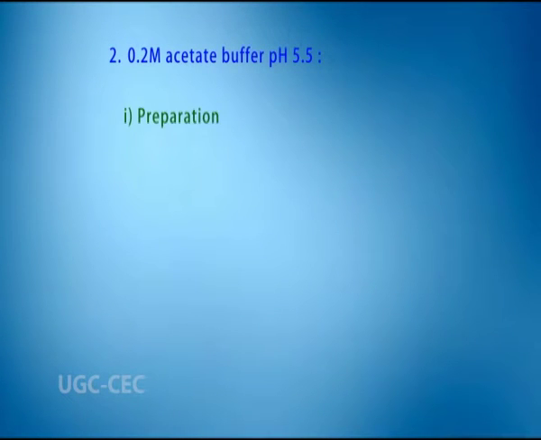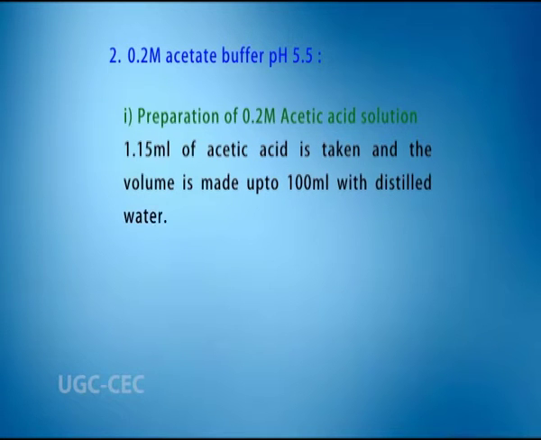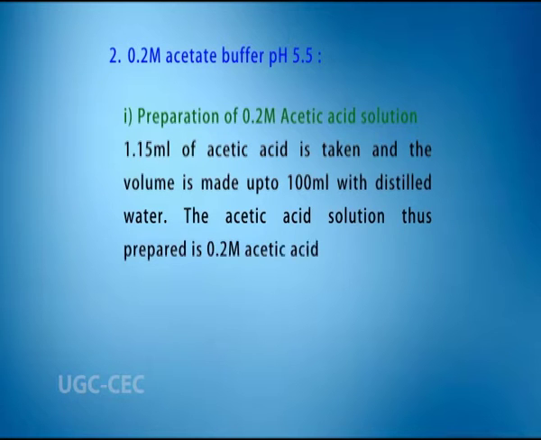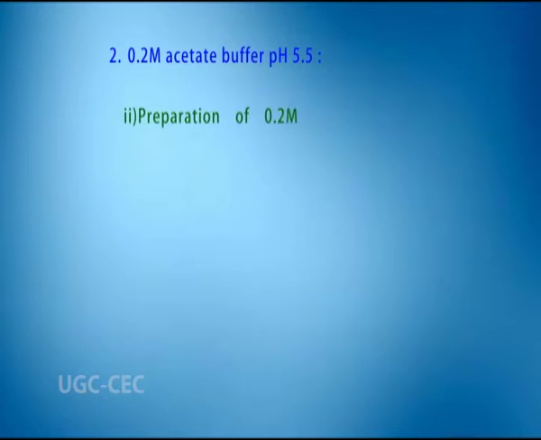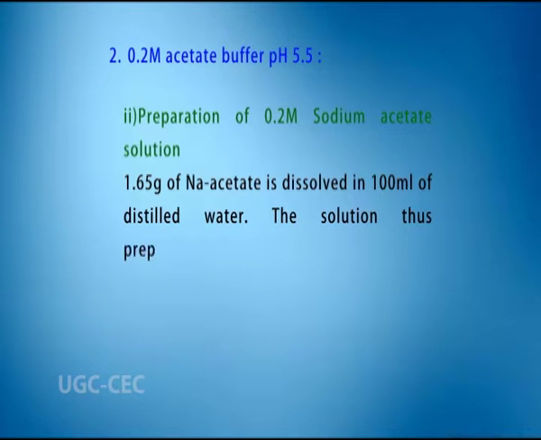Next, 0.2 molar acetate buffer pH 5.5. Preparation of 0.2 molar acetic acid solution: 1.15 ml of acetic acid is taken and the volume is made up to 100 ml with distilled water. The acetic acid solution thus prepared is 0.2 molar acetic acid solution. Next, preparation of 0.2 molar sodium acetate solution: 1.65 gram of sodium acetate is dissolved in 100 ml of distilled water. The solution thus prepared is 0.2 molar sodium acetate solution.